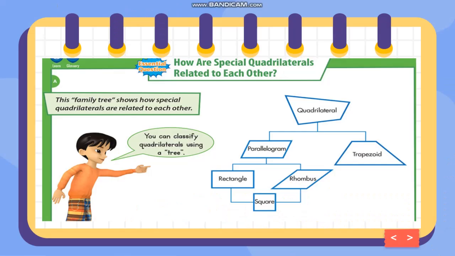How are special quadrilaterals related to each other? This family tree shows how special quadrilaterals are related to each other, and I already discussed that in the previous slides. These are the family of quadrilaterals. We have the parallelogram, rectangle, rhombus, square, and trapezoid, all families of quadrilateral. A parallelogram is a quadrilateral. A rectangle is a parallelogram and quadrilateral. A rhombus is a parallelogram and quadrilateral. A square is a rectangle, a rhombus, a parallelogram, and a quadrilateral. And a trapezoid is also a family of quadrilateral.